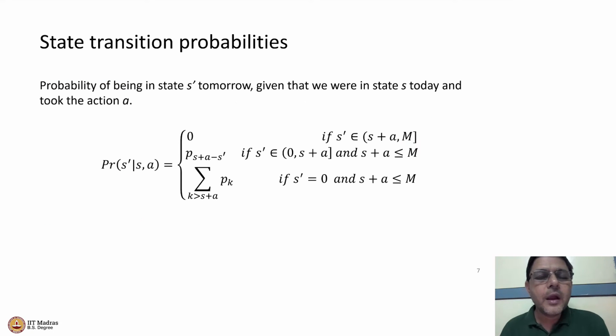All right. How do I update my state variables? The state transition probabilities. This is new. This was not there in the stochastic.